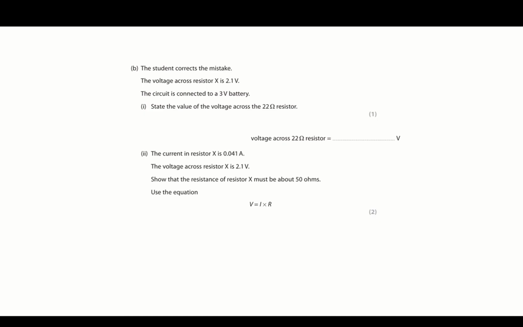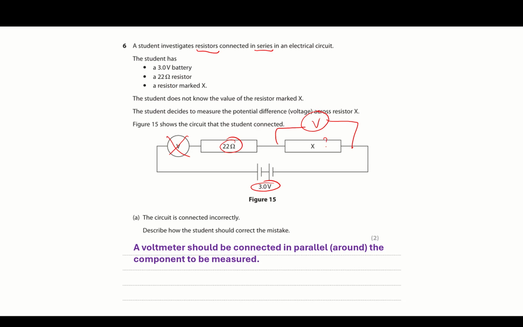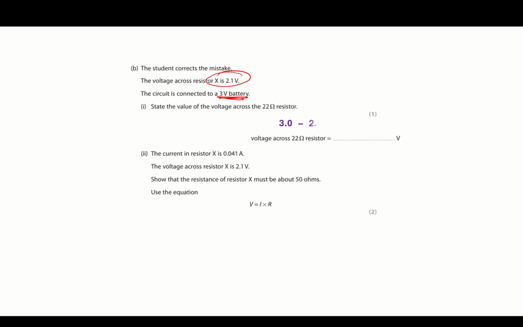The student corrects the mistake. The voltage is 2.1 volts and we know it's a 3-volt battery. So if I go back to the diagram, get rid of this. We've got 3 volts that's got to be shared into each of these. And the question tells us that X has 2.1. Well, if that's got 2.1 of it, then the rest must be here, 0.9. That's because the voltage is shared between the components and it's got to add up to what's at the battery. So 3 take away 2.1 equals 0.9.